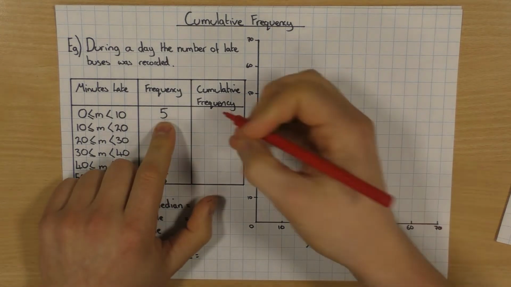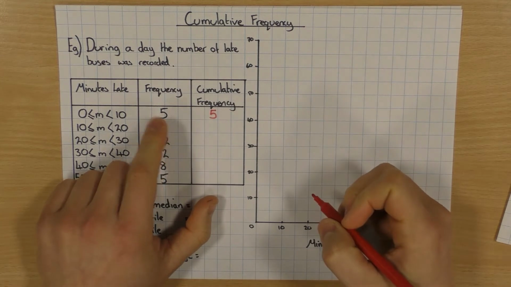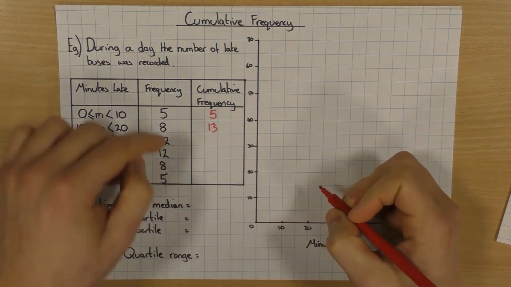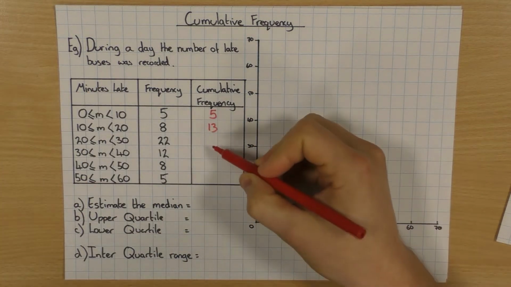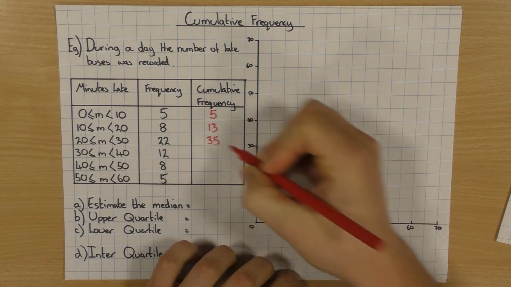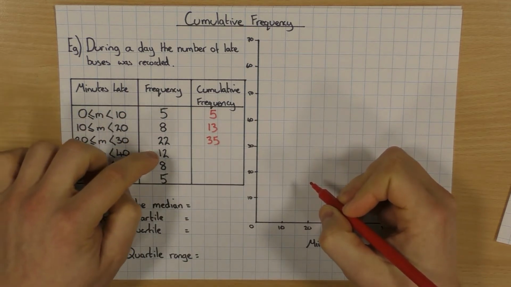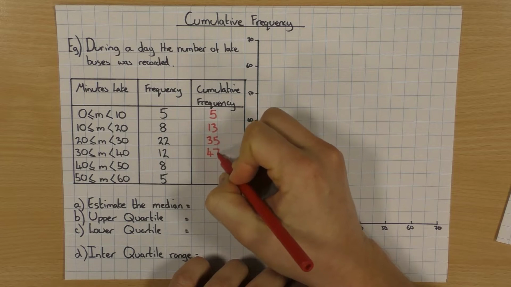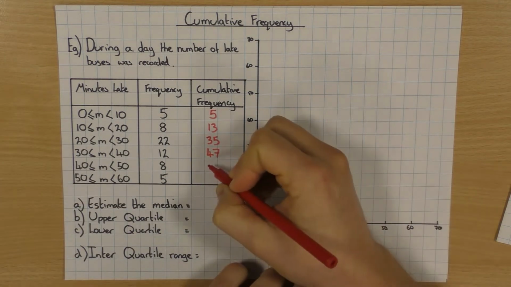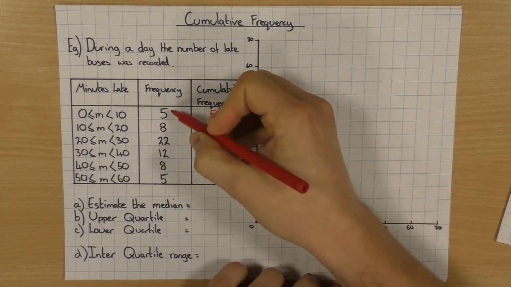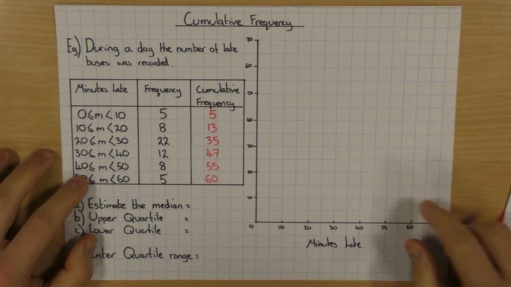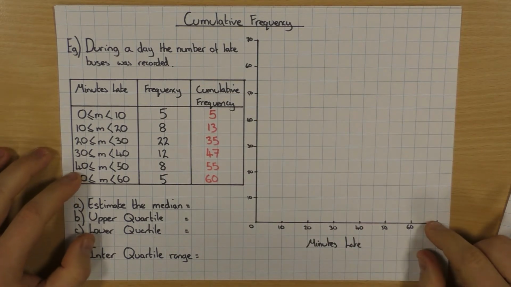So all I do is the first one is 5, and then the second one will be 5 add 8, which will be 13. So as you can see, I just add the two together to get the running total. And the next one, 5 add 8 add 22, that'll give me 35. And then 5 add 8 add 22 add 12, 47, and you've probably got the right idea now. So 5, 8, 22, 12, and 8, 55, and then add them all up, and then you get 60. So there are 60 buses in total. So it's just a running total when you're working out the cumulative frequency column there.